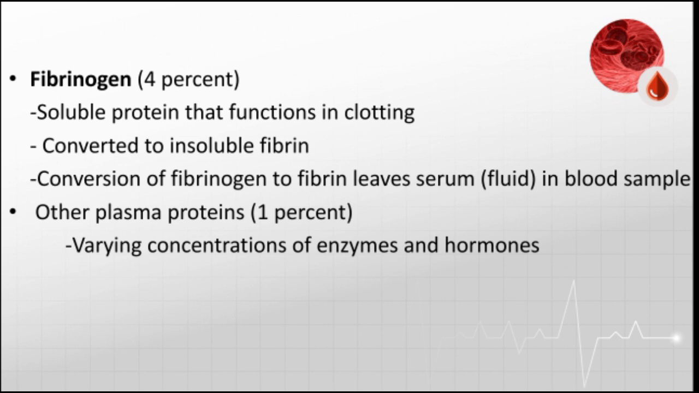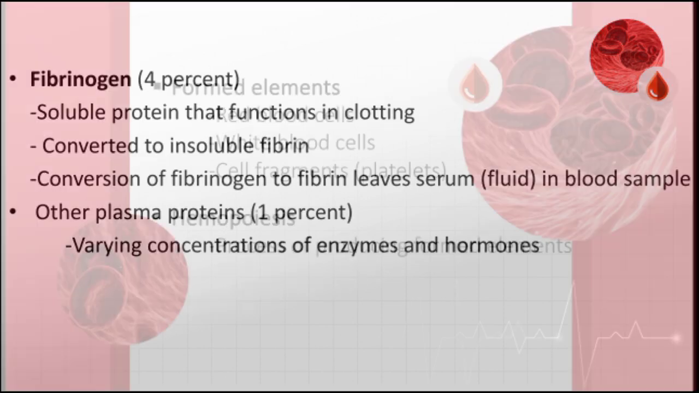The next one is the fibrinogen, considered as 4%. It is a soluble protein that functions in clotting. It is converted to insoluble fibrin. The conversion of fibrinogen to fibrin leaves serum, or the fluid in a blood sample. And the last one is other plasma proteins, considered as 1%, with varying concentrations of enzymes and hormones.